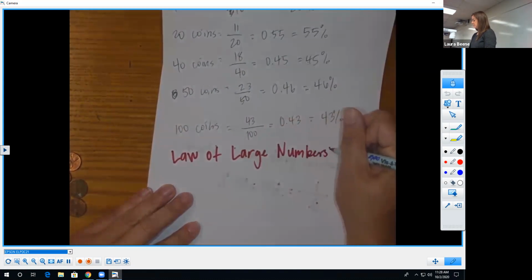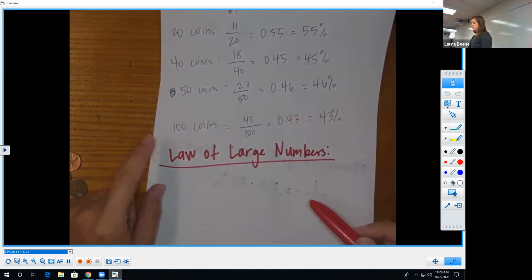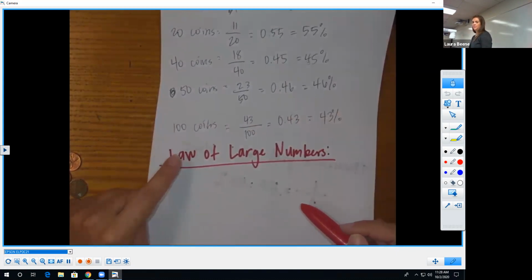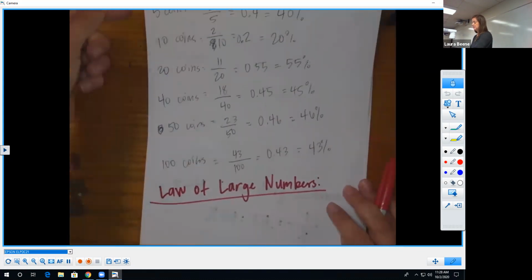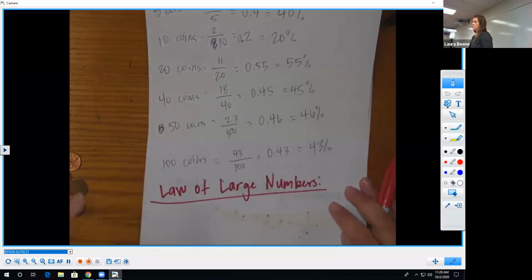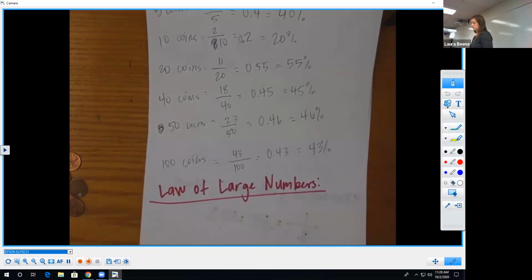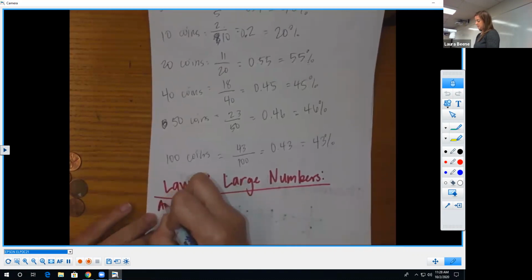The law of large numbers says that as you increase the number of total possible outcomes in a situation. So in this case, as I increase the number of coins, my experimental probability gets closer to my theoretical, okay? So what that says is, I'm gonna write it down first.